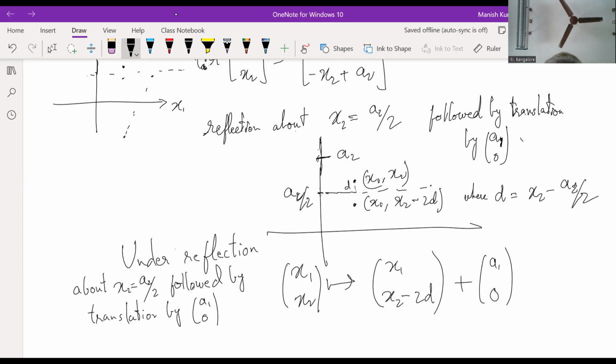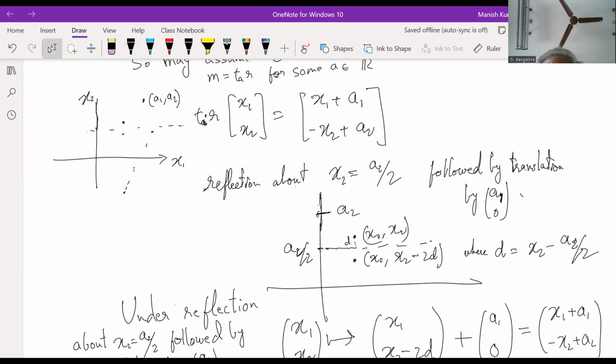But what is this? The first coordinate is precisely x1 plus a1, and d is x2 minus a2 over 2. So 2d is 2x2 minus a2. If you subtract this from x2, you will get precisely minus x2 plus a2. So this operation is the same as T_A times R. So that proves that this is a glide reflection.